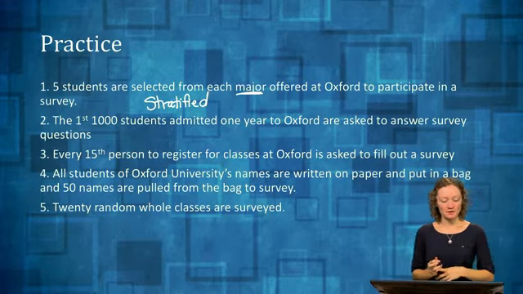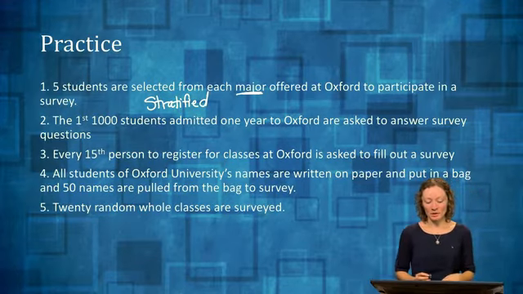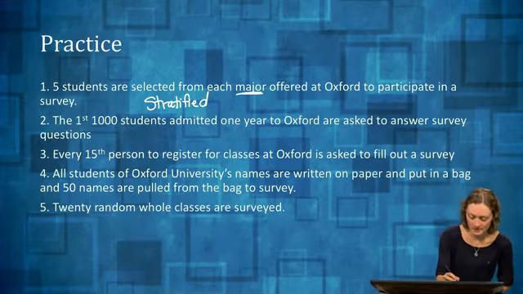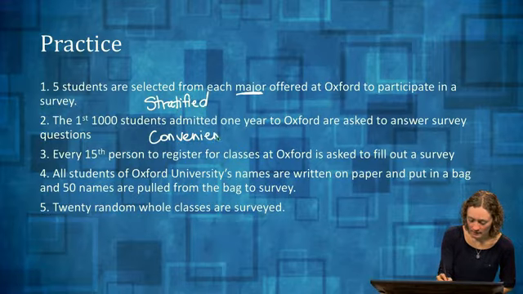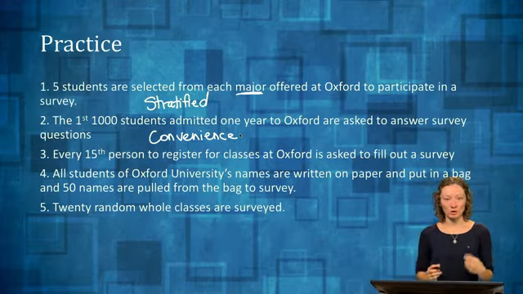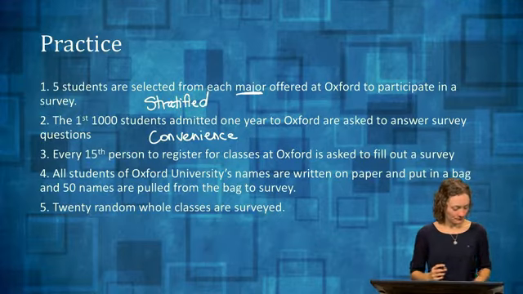The next one: the first 1,000 students admitted 1 year to Oxford are asked to answer survey questions. This is convenience. Anytime we're dealing with the first however many people, if it's a simple, quick way to get the information and then use it to represent your population, there's an element of convenience involved.